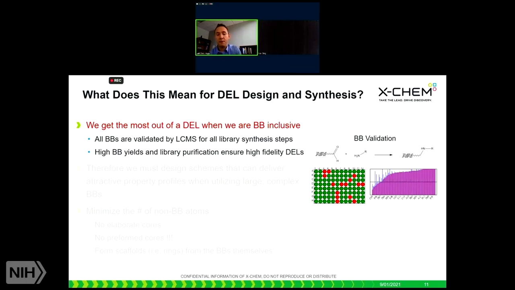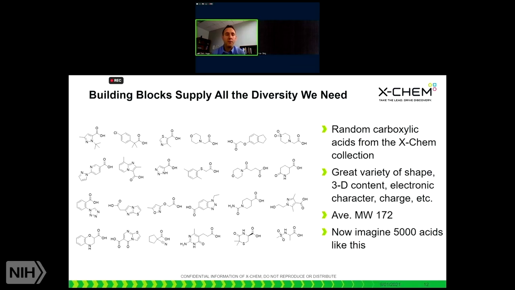What do I mean by getting the most out of a DEL? There's a couple of things. One is diversity. So we feel that building blocks supply all the diversity we need for a library. This slide shows some random carboxylic acids from our collection. And you can see if you peruse the structures that there's a variety of shape, 3D content, electronic character, charge, etc. from just a sample of 30 or so building blocks. Now imagine making a library with 5,000 acids like this, or 10,000 acids like this.